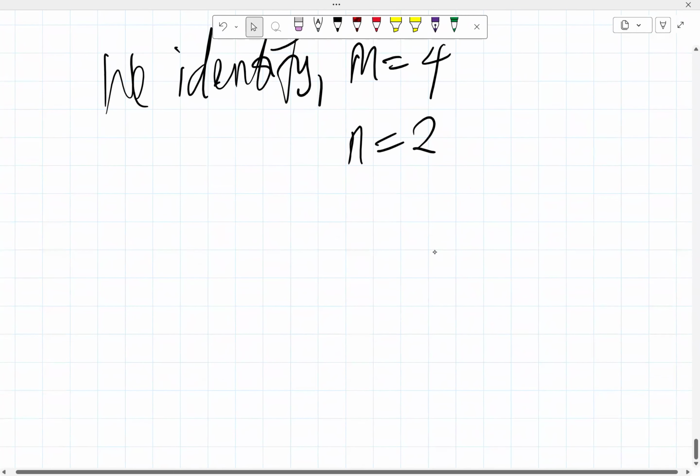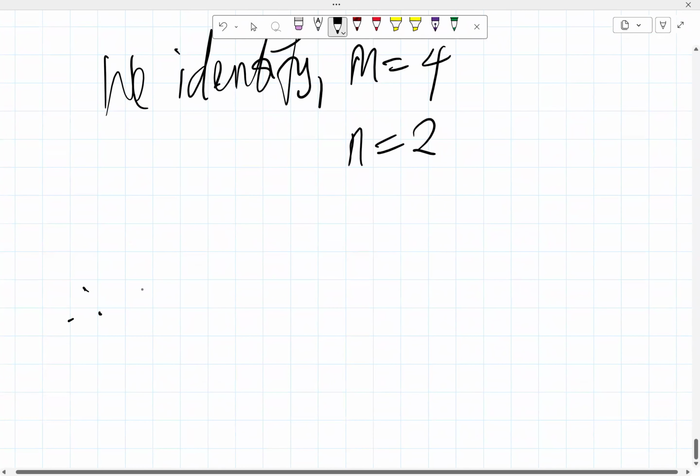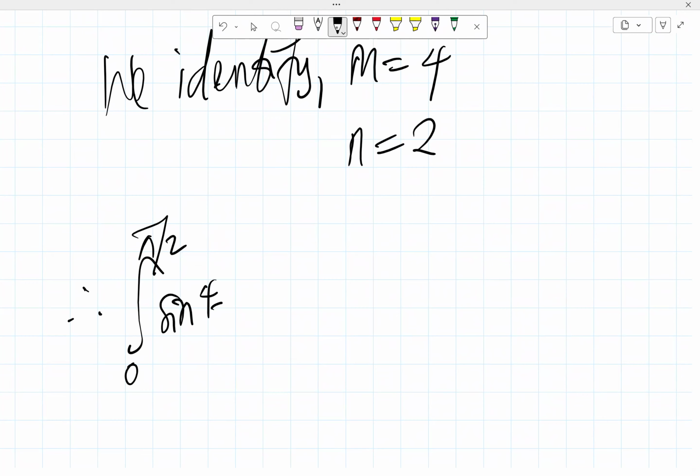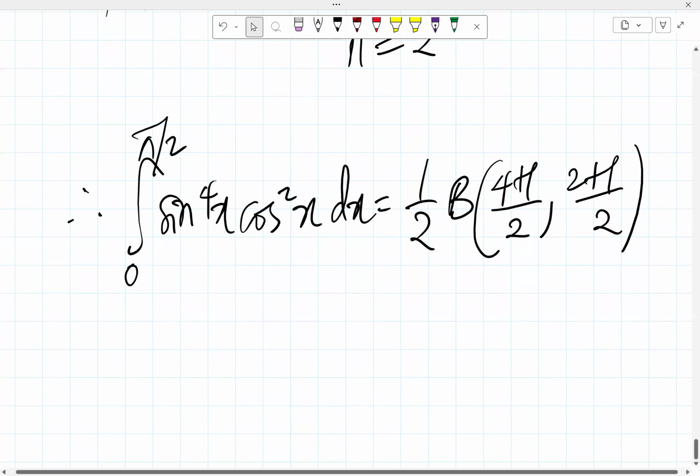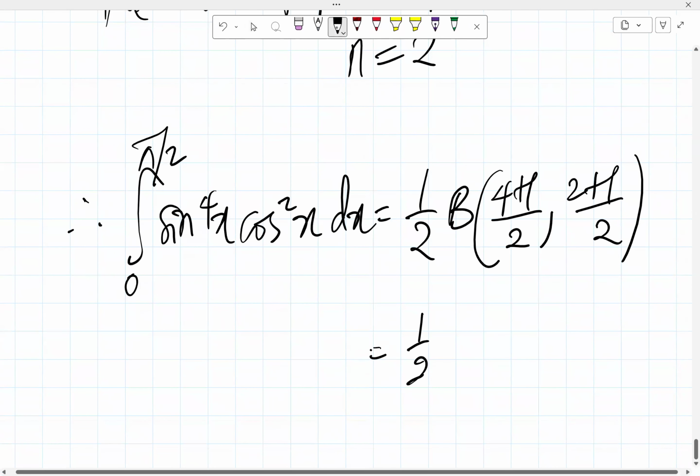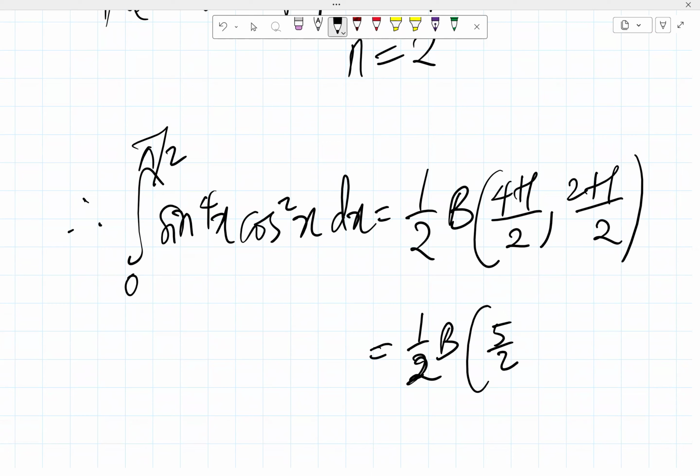Once that is settled, we can say, therefore, the integral from 0 to pi over 2 of sine 4x cos 2x dx is simply 1 over 2 beta of (m plus 1), that's 4 plus 1, all over 2, then (n plus 1), that's 2 plus 1, all over 2. So we then have half beta 5 over 2, 3 over 2.